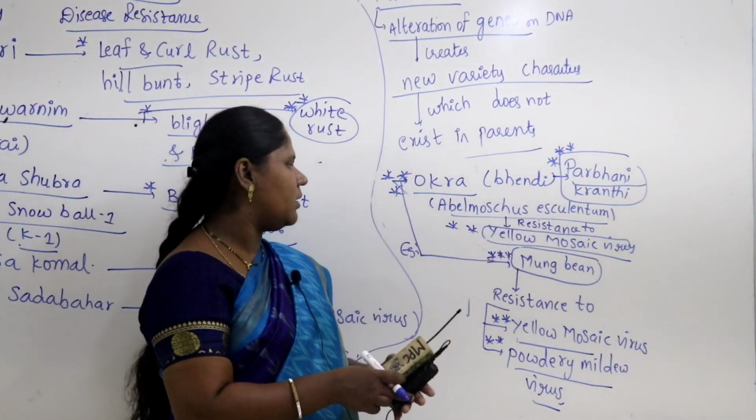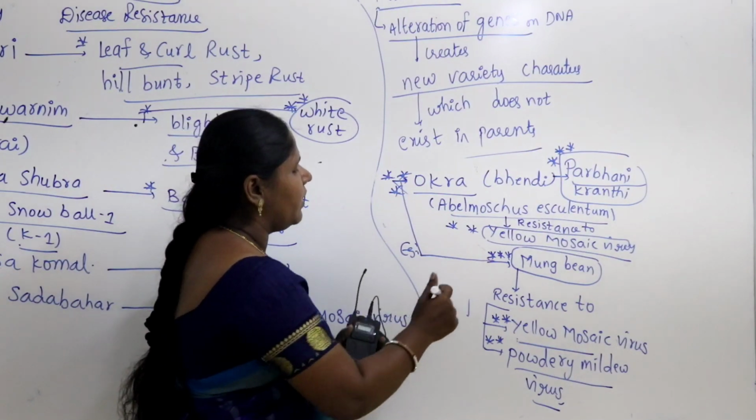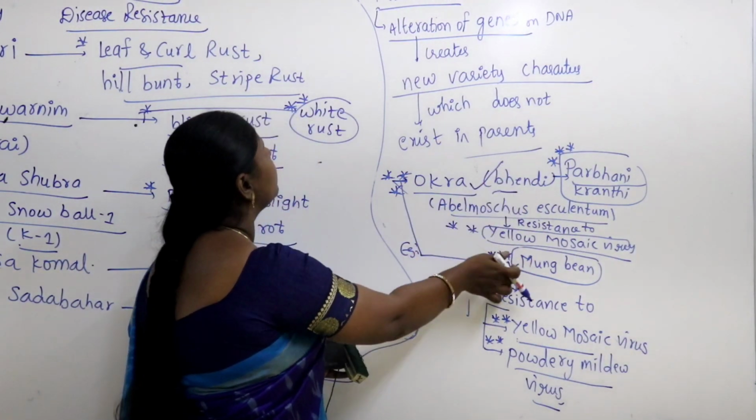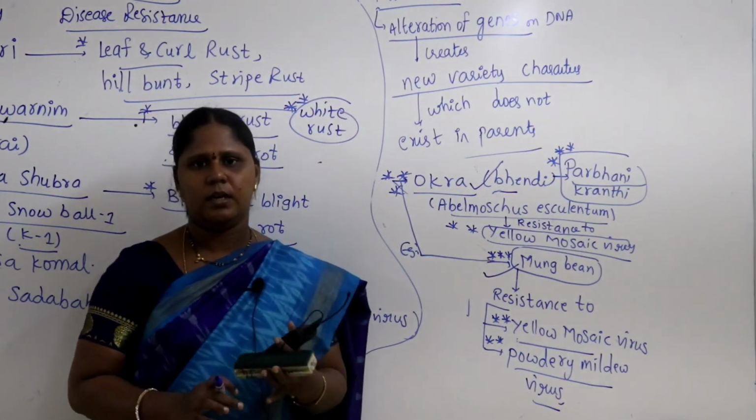Abelmoschus esculentum. Guys, these two examples are very important. One is mung bean, other one is bendy. These two are examples for mutational breeding, right?